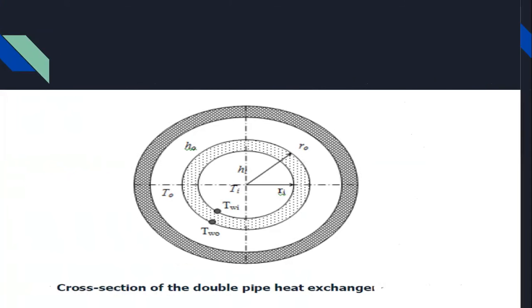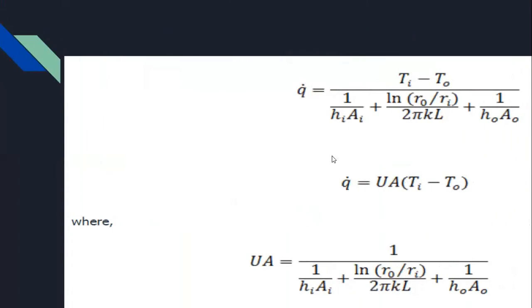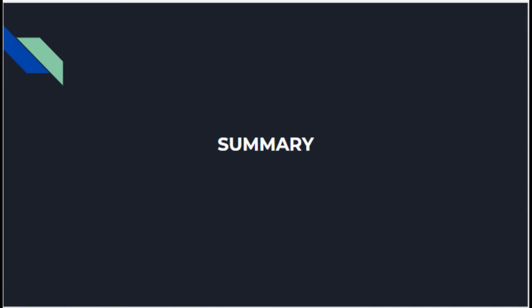You can see this cross section. The derivation of it is similar to multi-layered cylinders. As you can see, this is the convective resistance, this is the conductive resistance, and hence it is a similar derivation to multi-layered cylinders. Now to quickly summarize our topic, we'll summarize what we have learned so far.